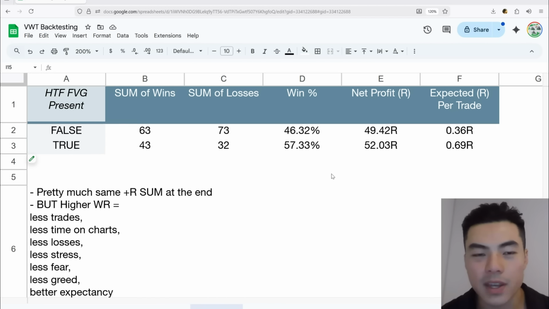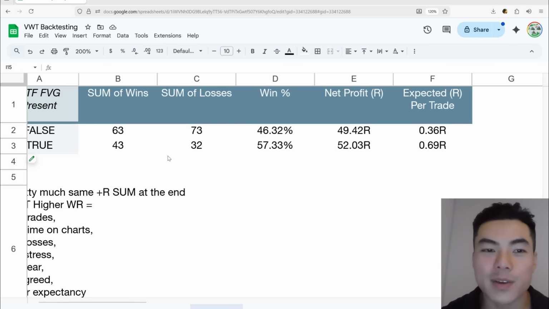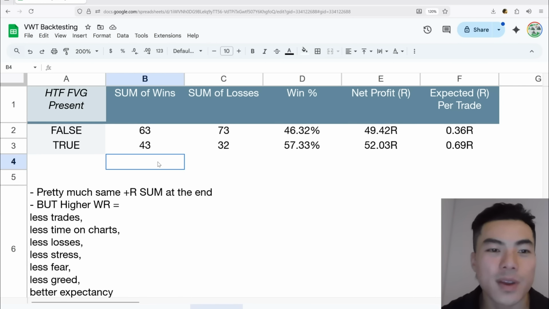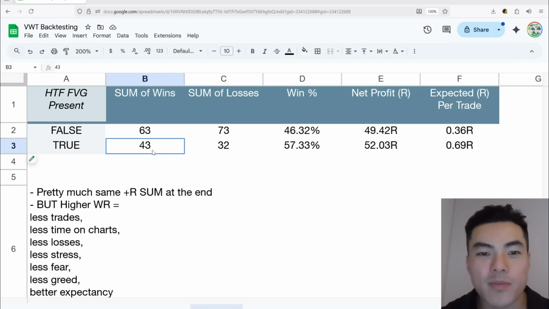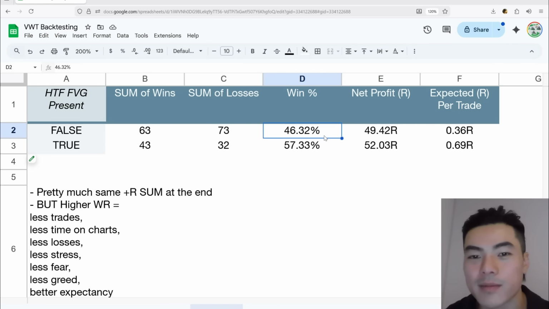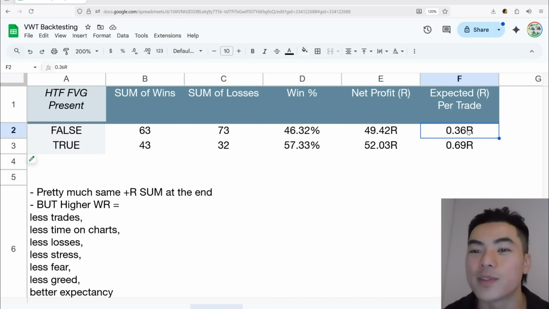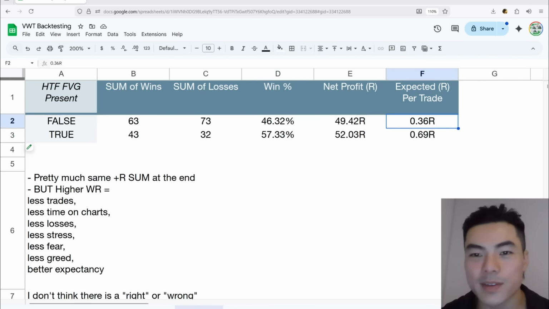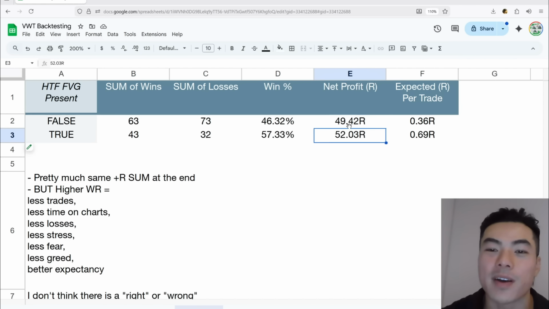All right, so now that you've seen how the trades work and how I got the results, here is the final result table. When there was a higher time frame fair value gap present, it's a 57% win rate. When there isn't, it is a 46% win rate, so more than a 10% increase, and almost double the expected R per trade. But the funny thing is the net profit at the end is pretty much the same, about 50 R.